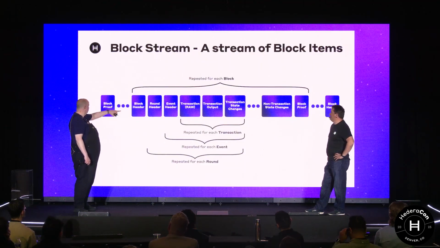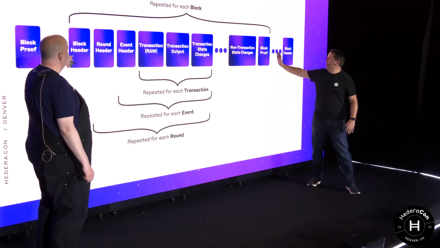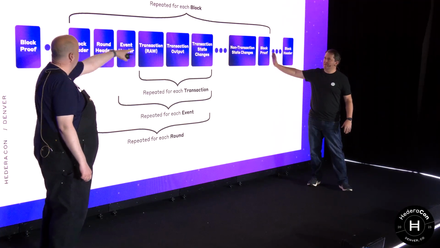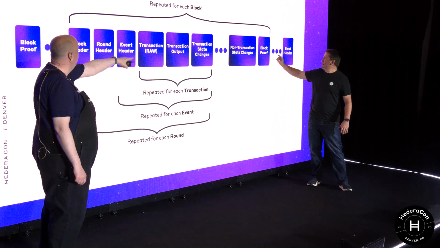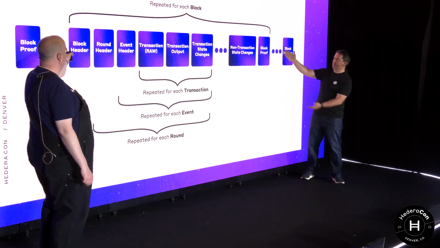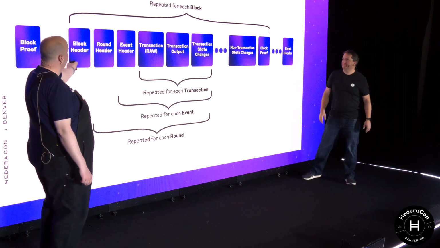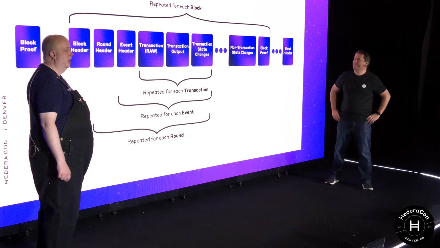So we have the block header, which denotes the beginning of a block. So this is the beginning of block 1, and there's the beginning of block 2 over there, and the block proof is the end of the block. So the block is everything contained between the block header and the block proof.